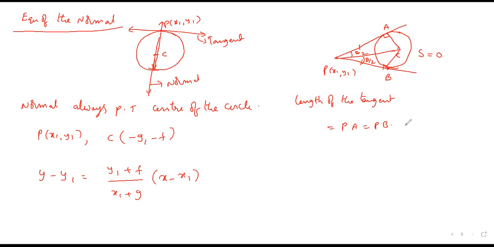So it is equal to, by using the right angle triangle, CP square minus CA square. CA is nothing but the radius. So CP square minus R square, which we already proved is nothing but S11. So the length of the tangent formula is root S11. So by using this, we can find the length of the tangent.